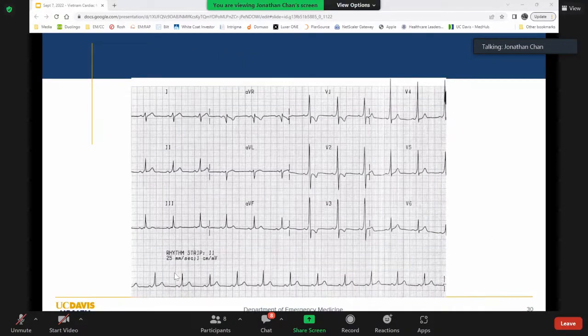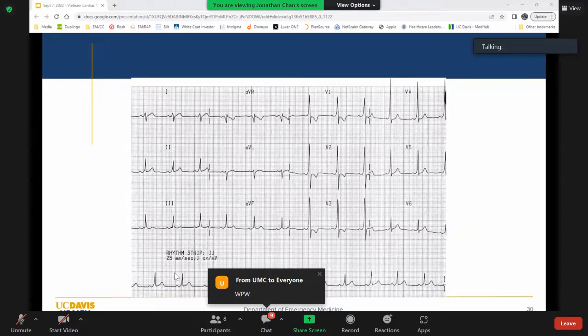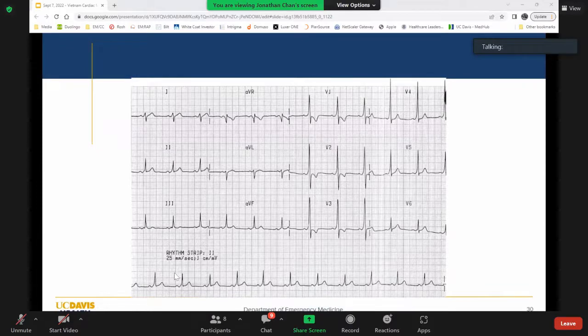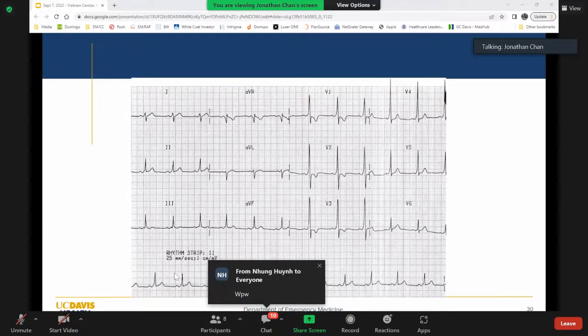This next one here, any ideas what kind of EKG this one is? You can share it or you can write in the chat. Either way is okay. Just write it in the chat. Excellent. This is WPW, exactly correct. This is Wolff-Parkinson-White.